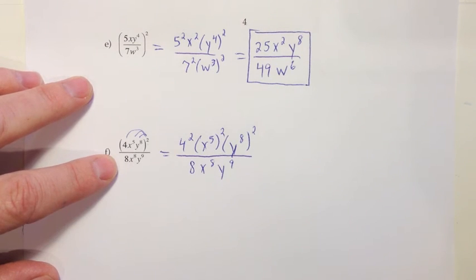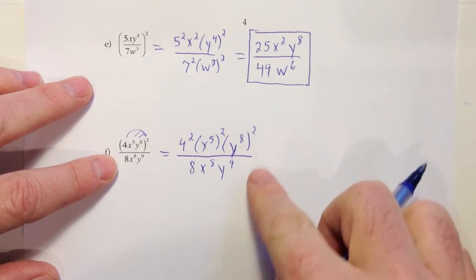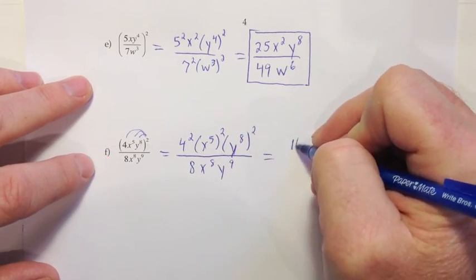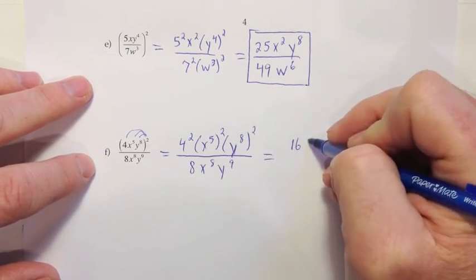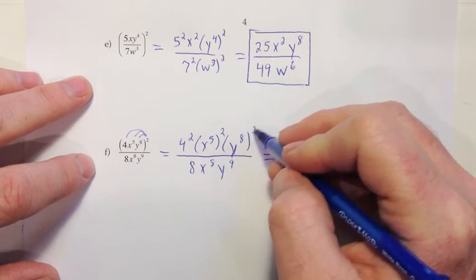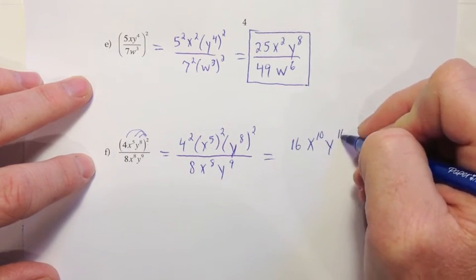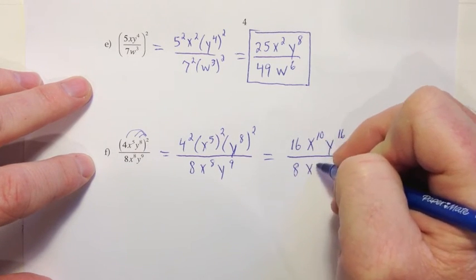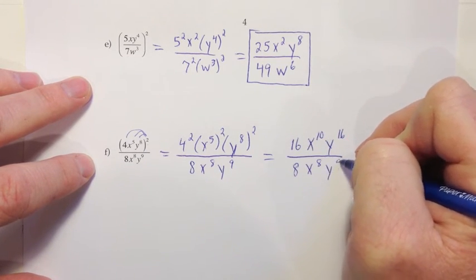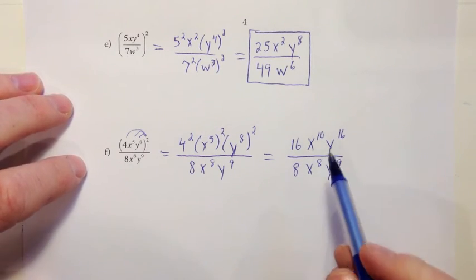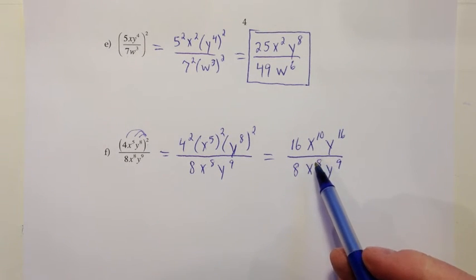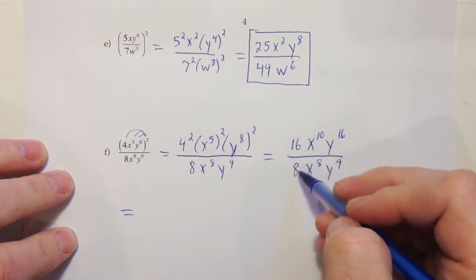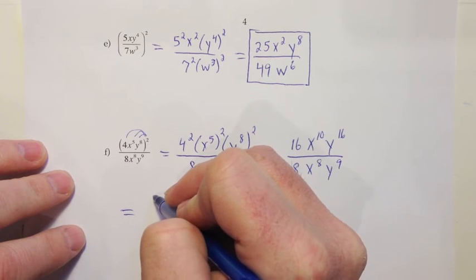And I'm going to work out the top, and once I get that simplified, I'll deal with simplifying across the fraction bar. So the 4 squared is 16, power to a power, so we multiply x to the 10th, power to a power, so we multiply y to the 16th, and again the bottom I'm just copying, 8, x to the 8th, and y to the 9th. And then I want to simplify by removing any common factors, and I see an 8 in common here, so I'm going to show that.